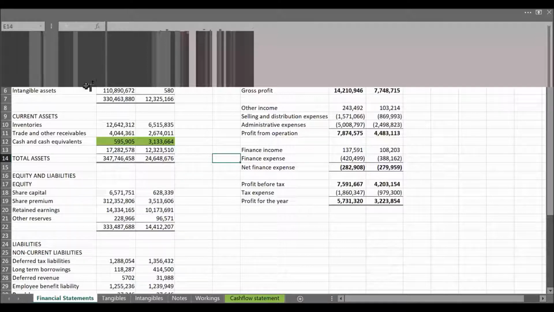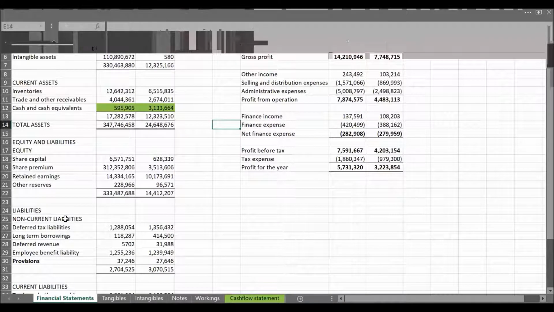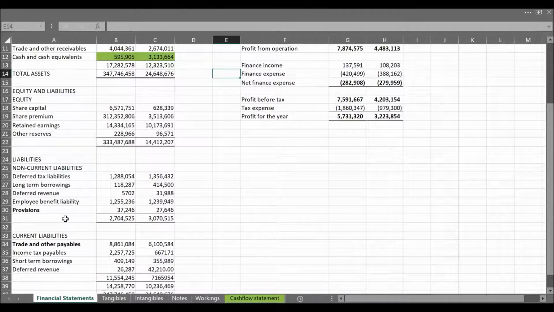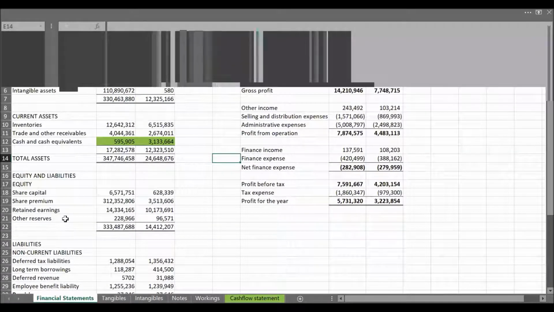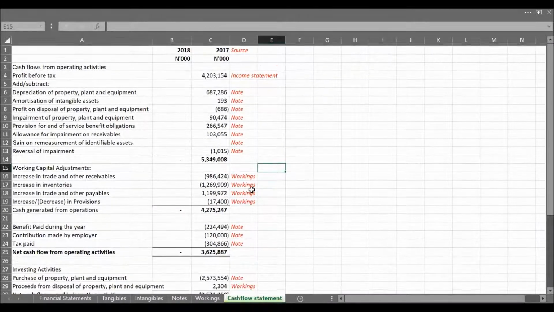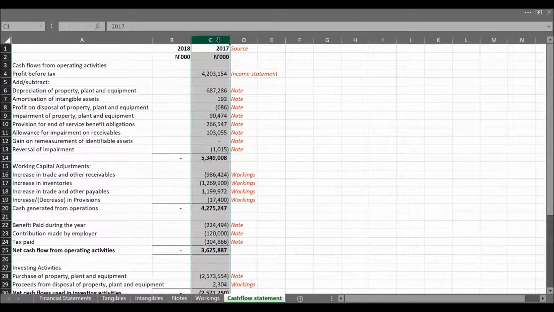So this is the asset section classified under non-current and current assets. We have equities and liabilities, the equity portion, the non-current liabilities, and the current liabilities. Also, we have the income statement, which comprises the revenue, cost of sales, gross profit, and other classifications on the income statement. All right. So we'll be preparing the cash flow statement for 2018. Note this section has already been prepared for 2017, so we want to update it for 2018 in line with the published account of this particular entity.